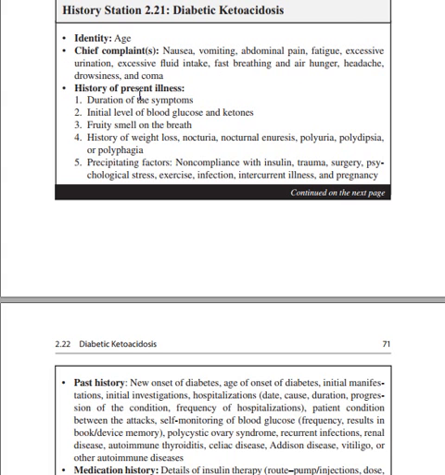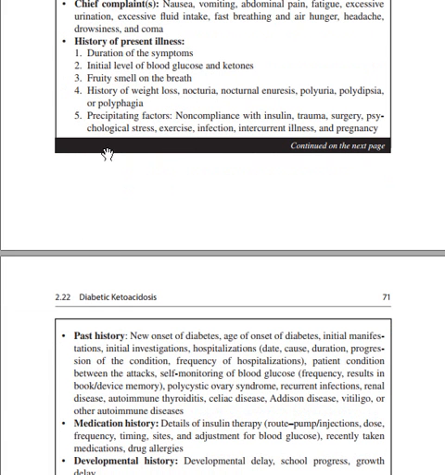So that's a triad. The first one is acidosis, which results in nausea, vomiting, abdominal pain. Hyperglycemia results in fatigue, excessive urination, and excessive fluid intake. Now, acidosis also results in fast breathing, air hunger, headache, drowsiness, and coma. So on the issue of presenting complaint, observation of symptoms, initial level of blood glucose and ketones.